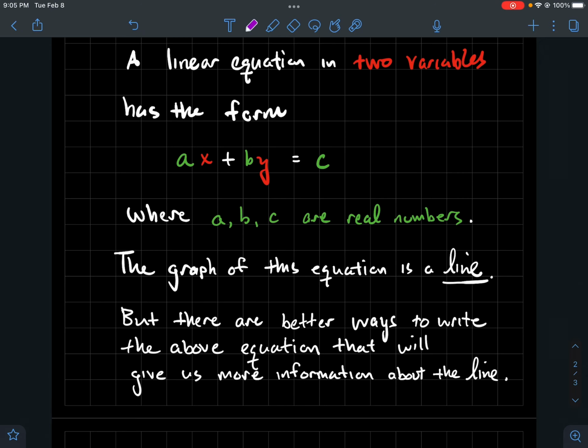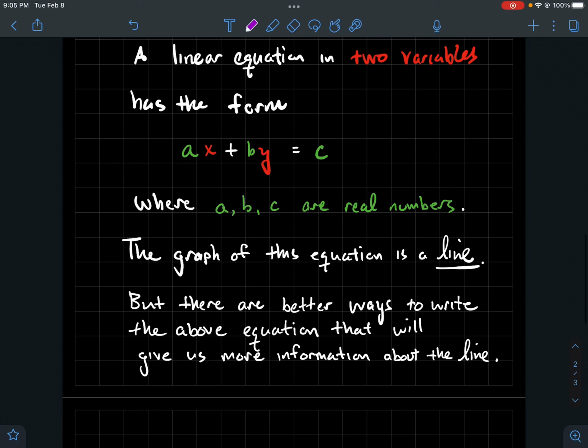Now this is sometimes called the standard form of a line. It's not the best one to tell me information about the line itself. And there are better ways to write the above equation that will actually give us more information about the line. So for the rest of this video that we're talking about lines, we're going to look at two more convenient equations of a line that again yield some more information.